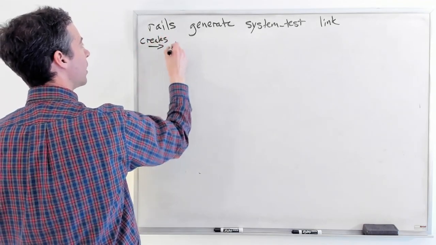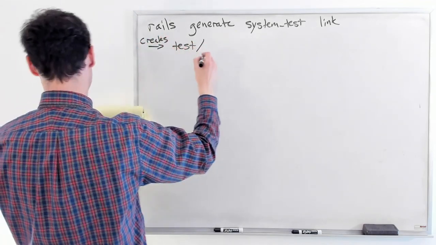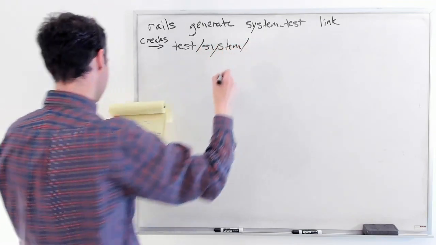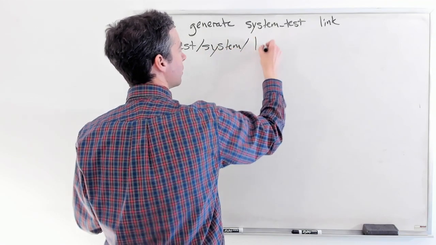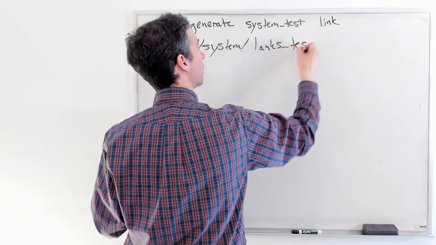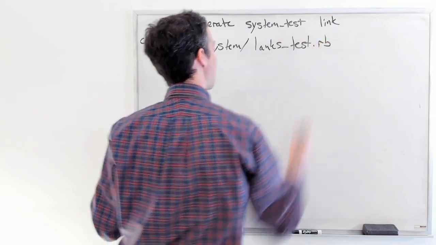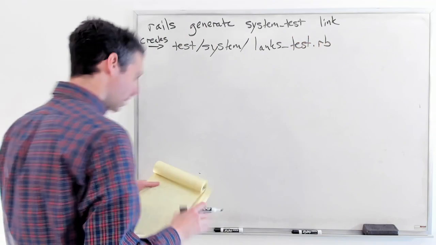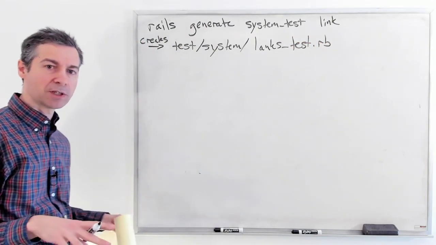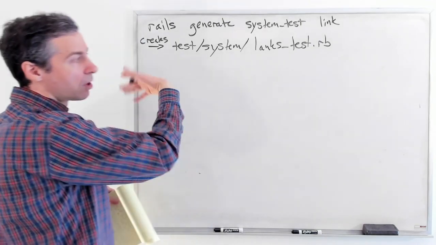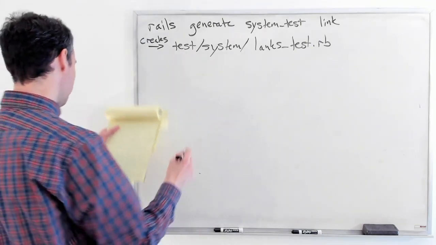This creates a file in the directory test/system. So it organizes them for us. And then it makes it plural. So it goes links_test.rb. Okay, so let's say we go and we open up that file now. You're going to see it with some default stuff in it. I'm going to show you, like, here's what we can end up with.